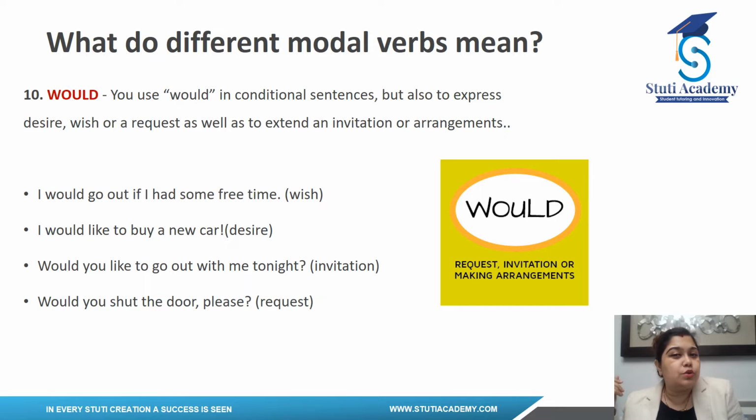Would you like to go out with me tonight? So I am inviting you. If you say yes, I will make arrangements accordingly. So this would has invitation and a subtle way of saying I can make arrangements. Would you like to go out with me tonight? Would you shut the door, please? So this is a request. There is please, so it is a polite request. So would you shut the door, please?